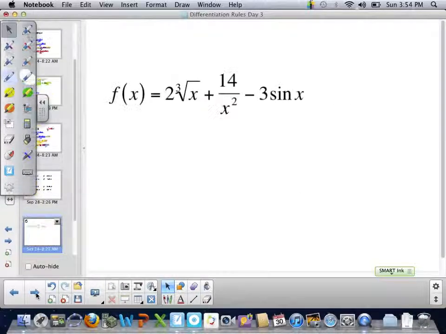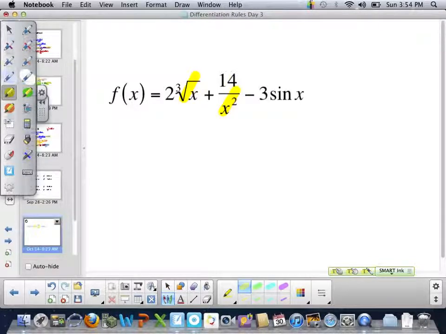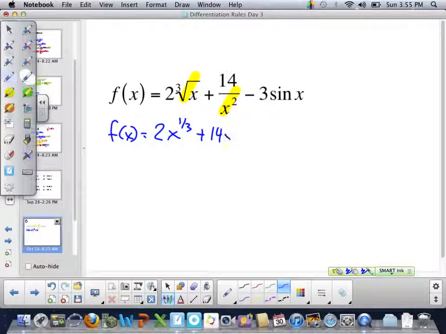Let's look at an example. f(x) equals 2 cube root of x plus 14 over x squared minus 3 times the sine of x. First, we'll rewrite it so we don't have radicals or fractions, or variables in our fractions. So we'll do this first. f(x) equals 2x to the 1/3 plus 14x to the negative 2 minus 3 sine of x. And then we'll do each derivative separately.